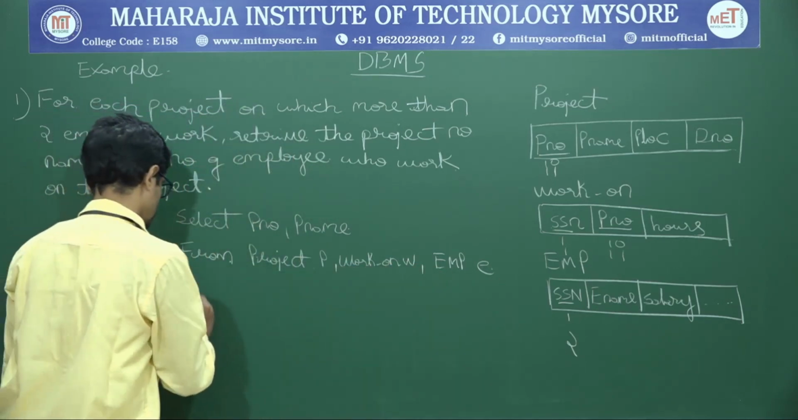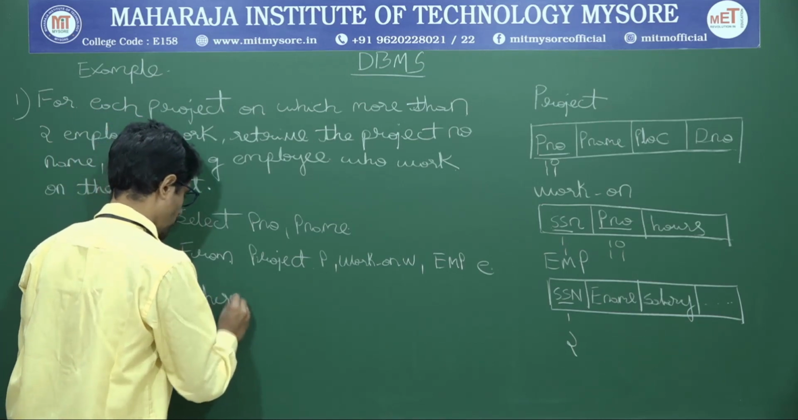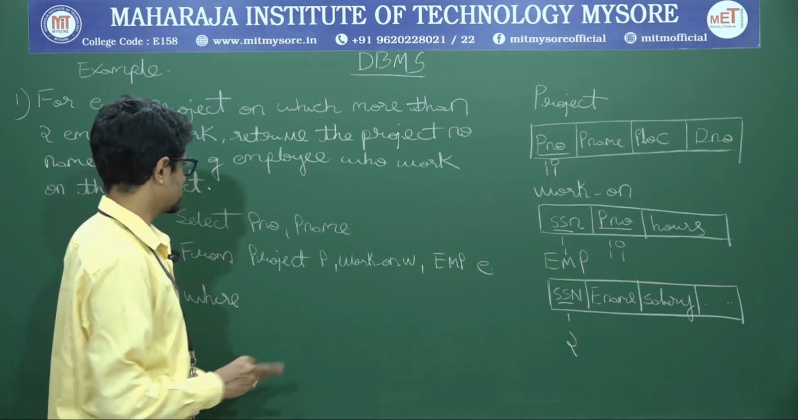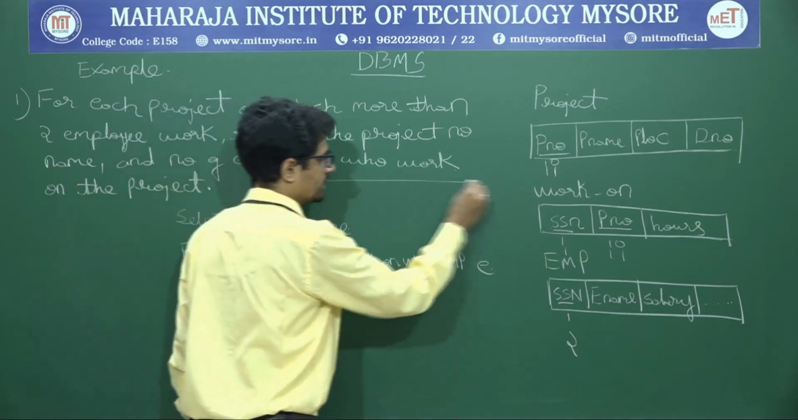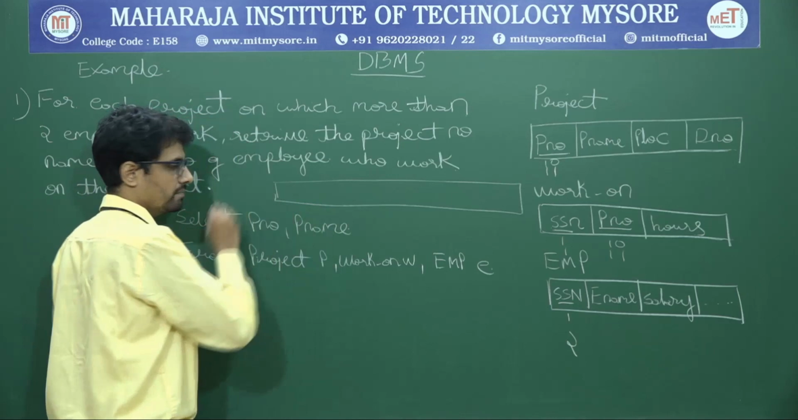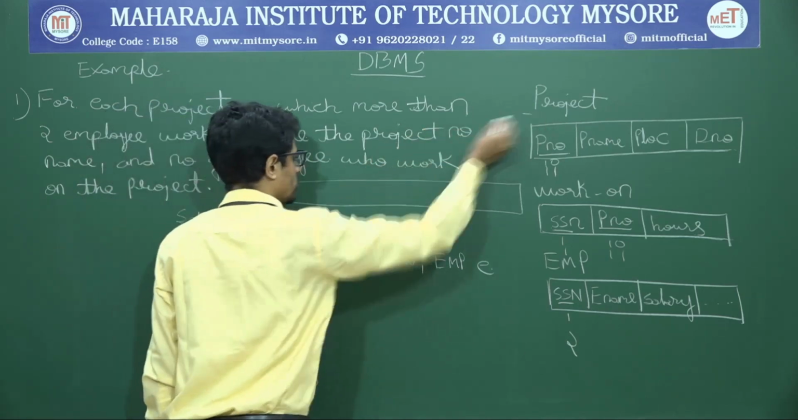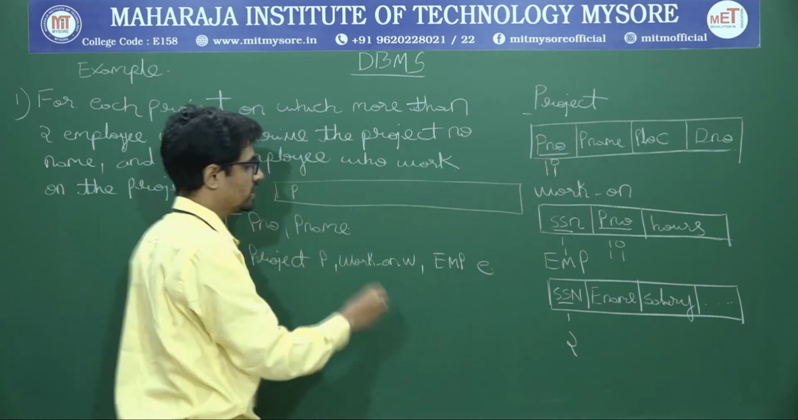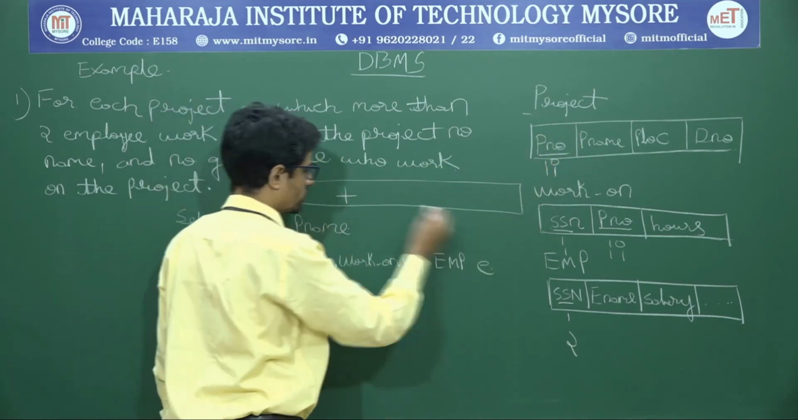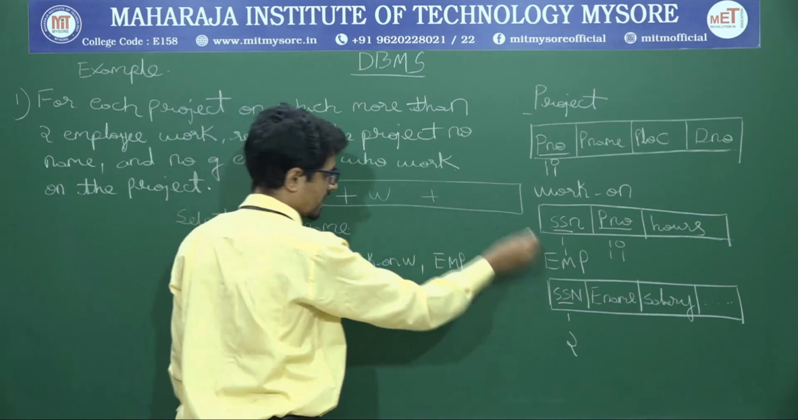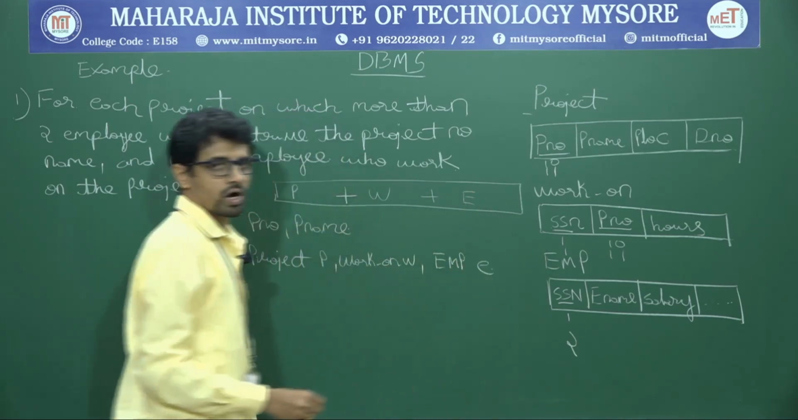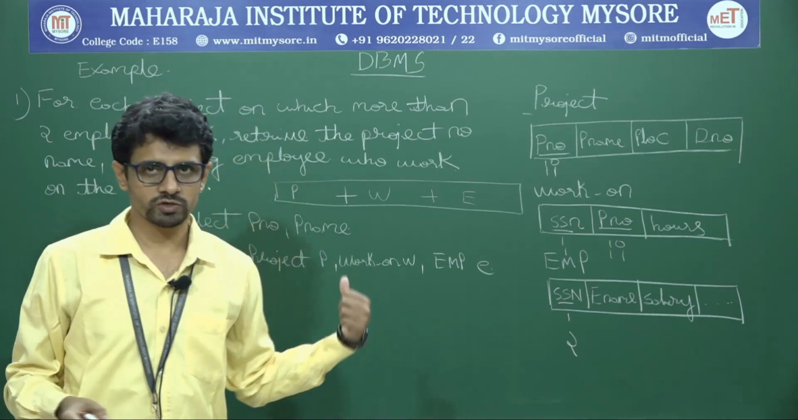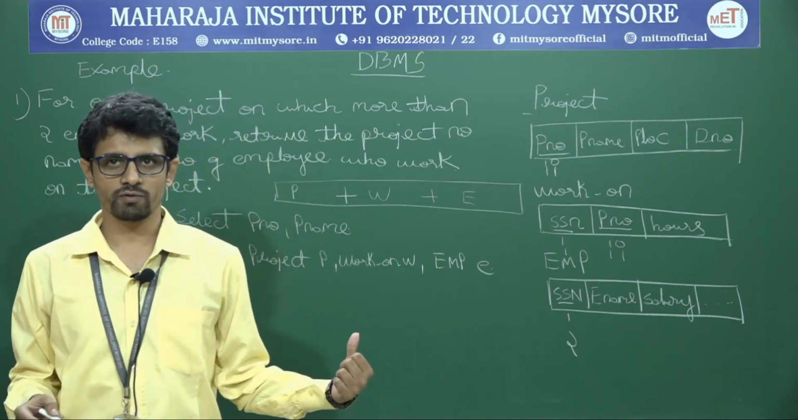Now what I am supposed to do here is just visualize. I will write down here, I need to create a big table now. Big table of what? Attributes of project, all attributes: P number, P name, P location, D number, plus attributes of works on, plus attributes of employee, all into one big table with a matching condition. So you are supposed to give the matching condition in the where clause of the query you are writing right now.